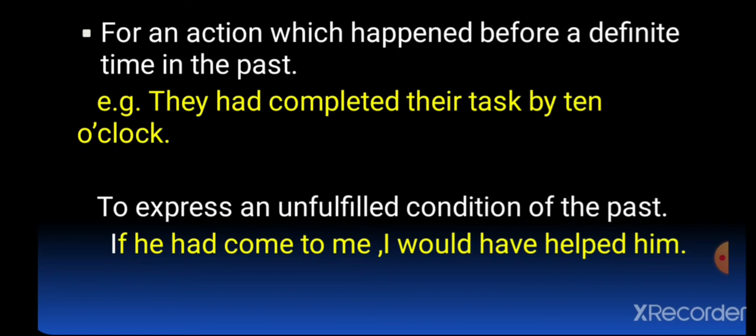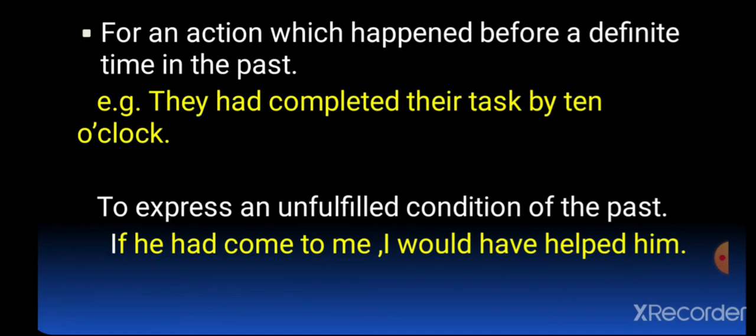Next one, students, to express an unfulfilled condition of the past. If it is an unfulfilled condition, a condition that could not be fulfilled, to show that we use past perfect tense. For example, if he had come to me, I would have helped him. Then to show an unfulfilled condition of the past, we use past perfect tense.